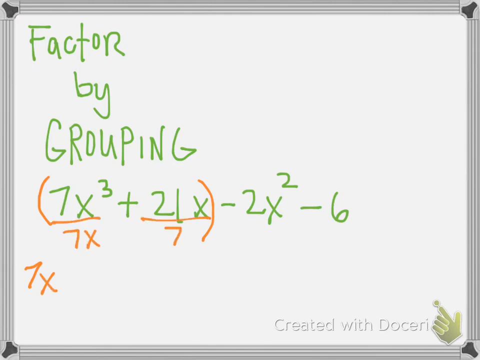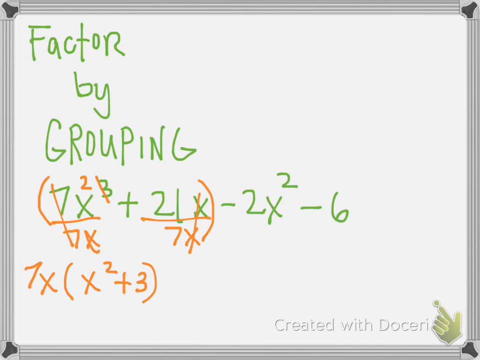So anything you take out, you divide, right? So the 7's cancel. Of the 3 x's, one of them cancels, so that's 2 on top. Here, the x's cancel, and 21 divided by 7 is 3. So I get x squared plus 3.